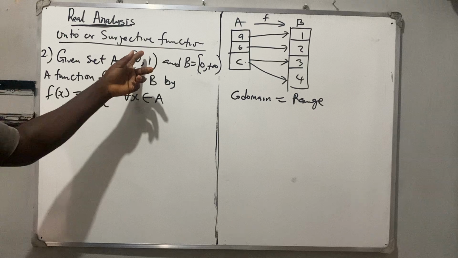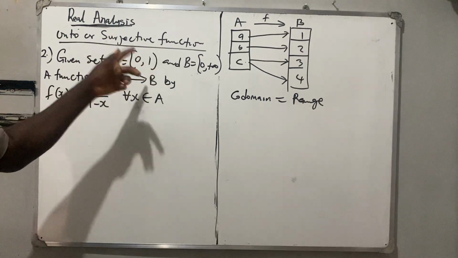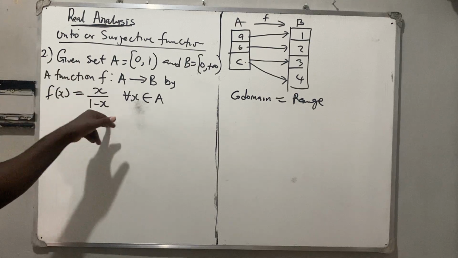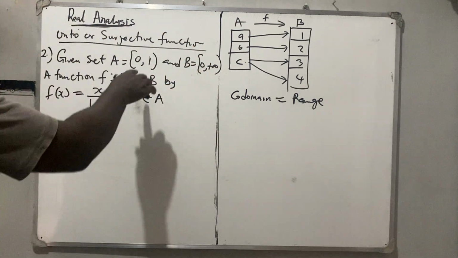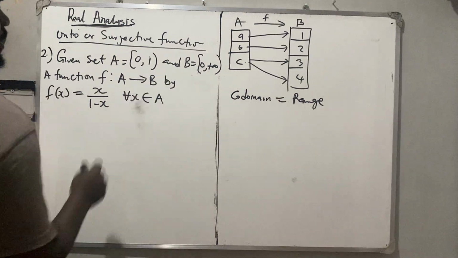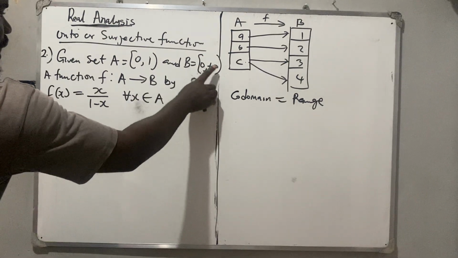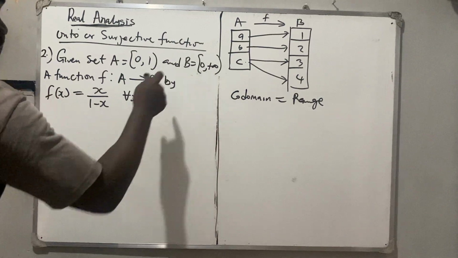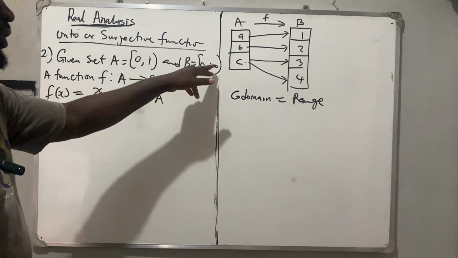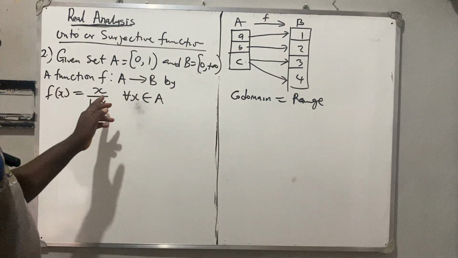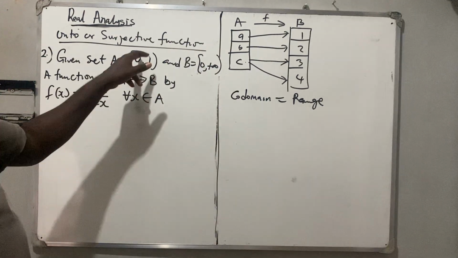Pick another element. If I pick half, half over 1 minus half is half over half, and half over half is 1, which is here. So there is no element you will pick here and substitute here that will not give you somebody here. In fact, get anybody from here, from 0 to, in fact, get 5. Anybody you get here, if you equate it to this person, you can easily find x that belongs here.